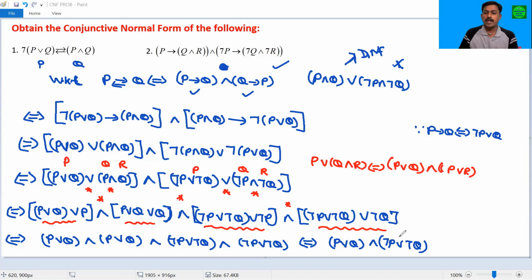If you observe this bracket term, it is an elementary sum. It is also an elementary sum. In between the elementary sums, there is a conjunction. So therefore, it is a required conjunctive normal form.